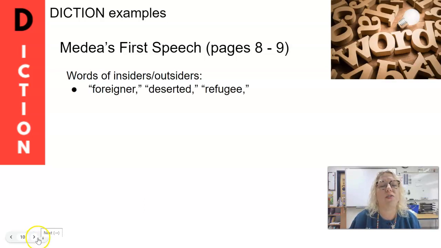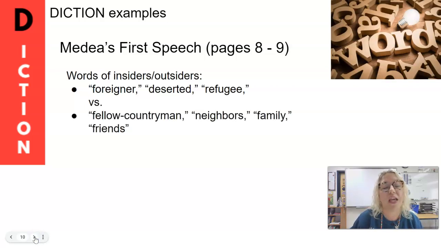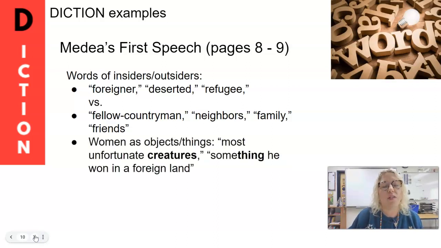And so I found these words that show the outsiders: foreigner, deserted, refugee, and some words that show the more insiders, the native people: fellow countrymen, neighbors, family, friends. And she uses them in ways where she's talking about the women having fellow countrymen, neighbors, family, friends, and she does not. She's the foreigner who's deserted. She's the refugee because she is not from Corinth. Something else that I noticed is she uses words that show women as objects or things.